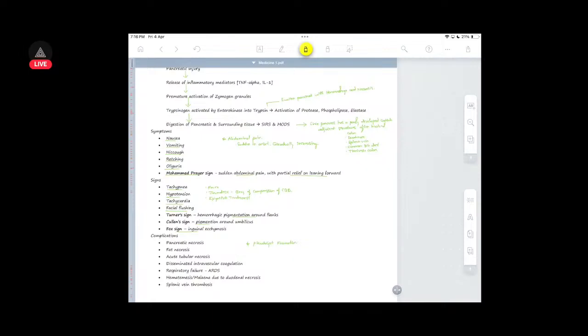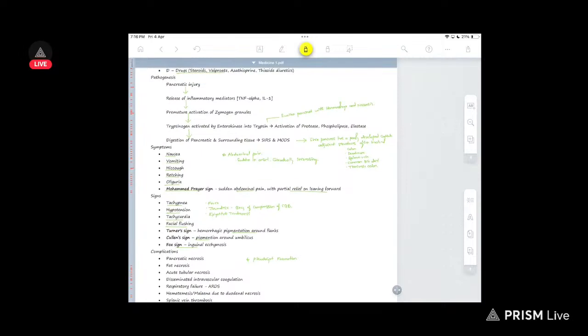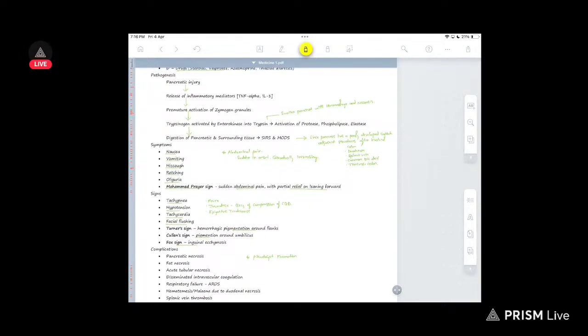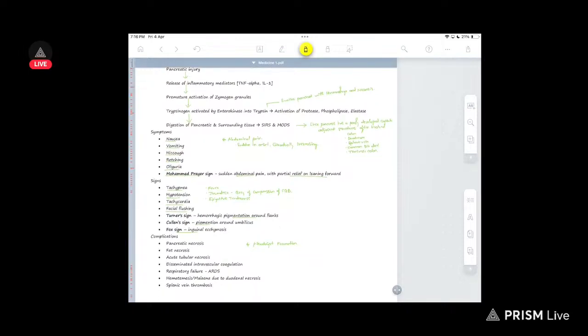I forget what MODS is. Multiple organ damage syndrome or something like that. But several organs would be involved. So trypsinogen is activated by the enterokinase into trypsin. Swollen pancreas with hemorrhage and necrosis will be seen. This activates protease, phospholipase A2 and elastase.